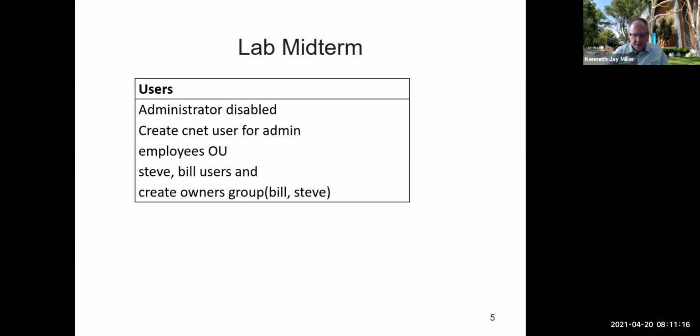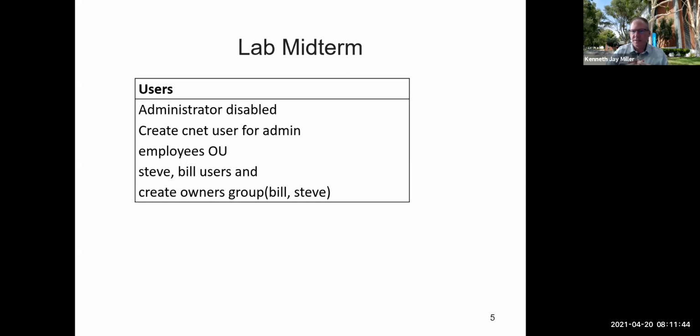So, I asked you to disable the administrator account and then create a new CNET user for admin. And we're going to do this going forward. In our labs, we'll do the same kind of thing, disable the admin account. That's a security practice because everybody knows what the administrator account name is on every Windows machine. The administrator account name is administrator.